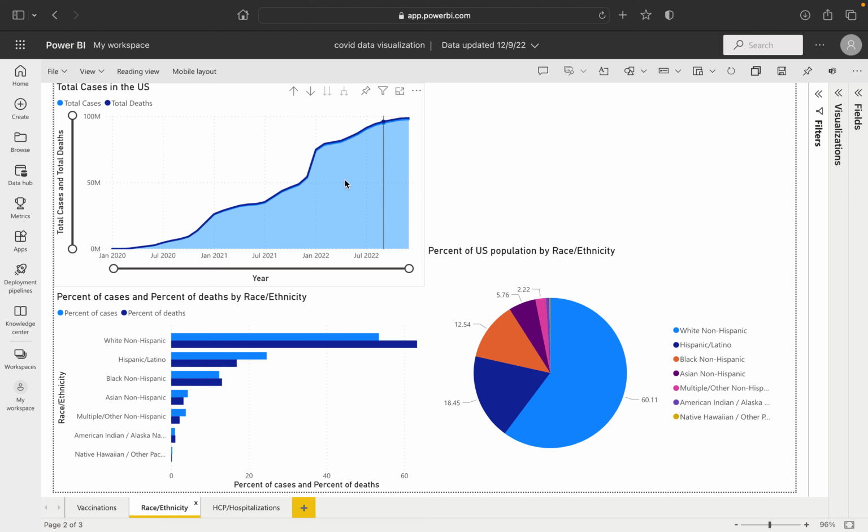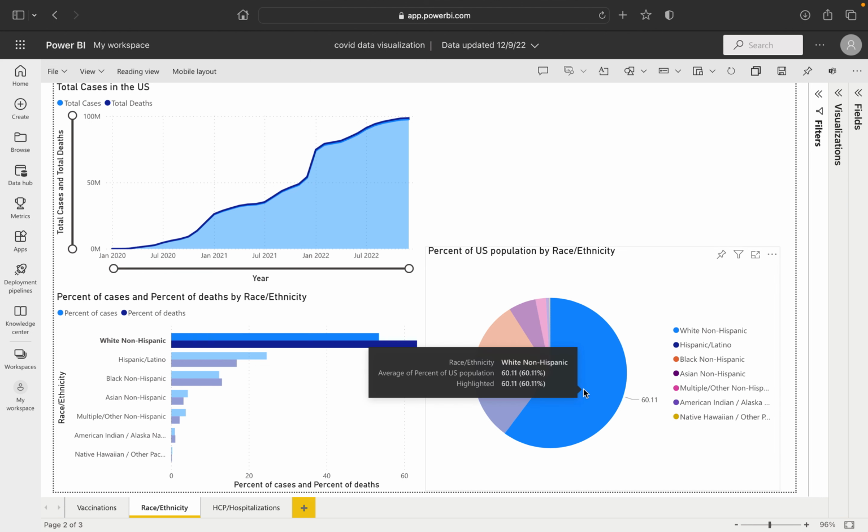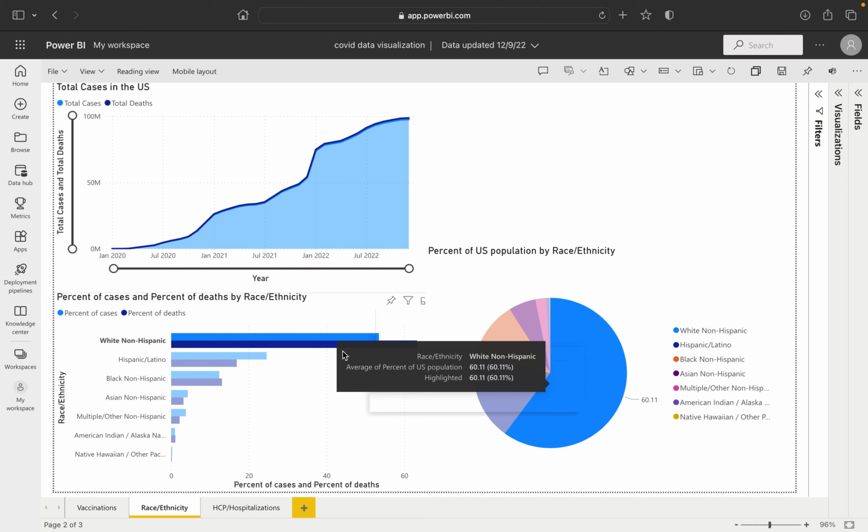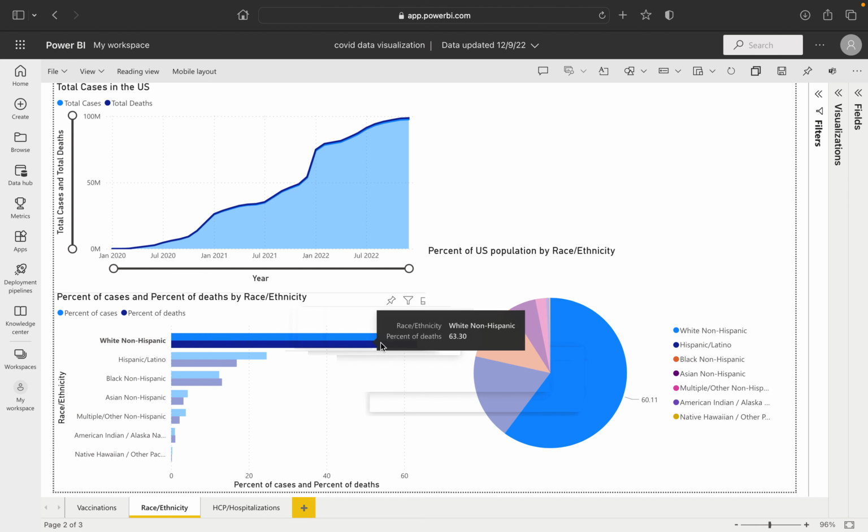And so the next visualization is the total number of cases over the years. We can see a progressive growth in the cumulative number of cases. And then if we were to see these individually as well, we can see that the white non-Hispanic group makes up a majority of the population, and they've contributed 53.50% of the cases, and 63.30% of the deaths come from this group as well.